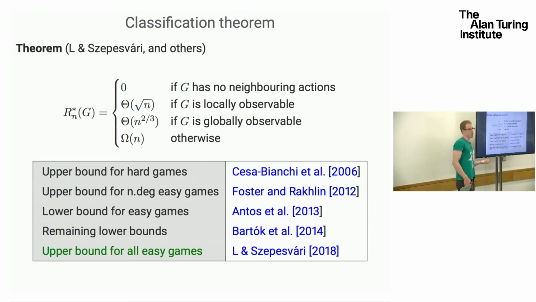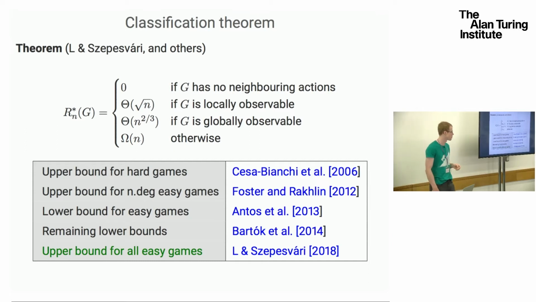Then if there are neighboring actions, we're going to get a square root regret if the game is locally observable. If it's not locally observable, then it's going to be an n to the 2/3 regret if it's globally observable. And if it's not even globally observable, then you have linear regret. And that's the hopeless games. Okay, so this is the classification theorem.